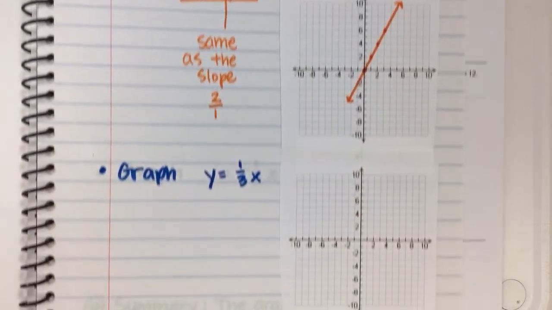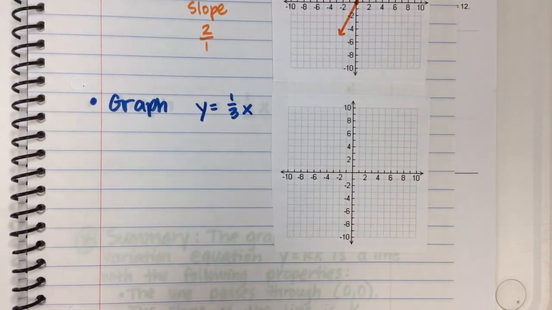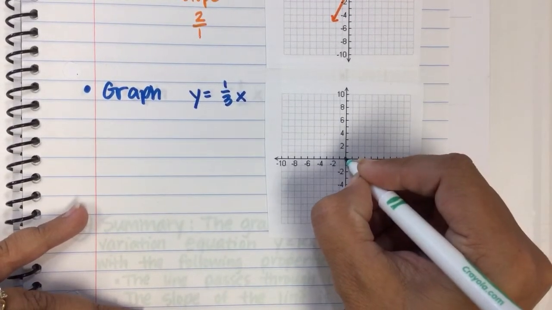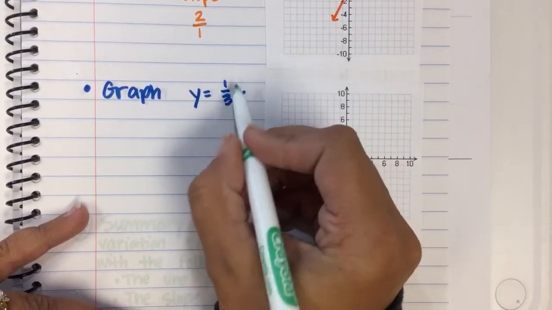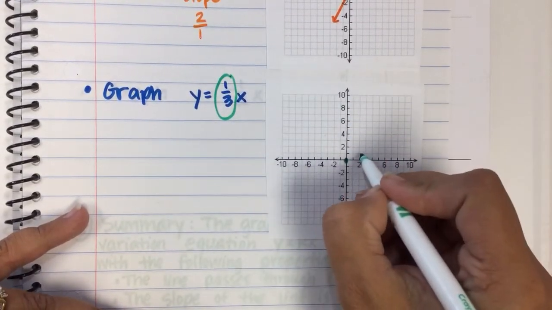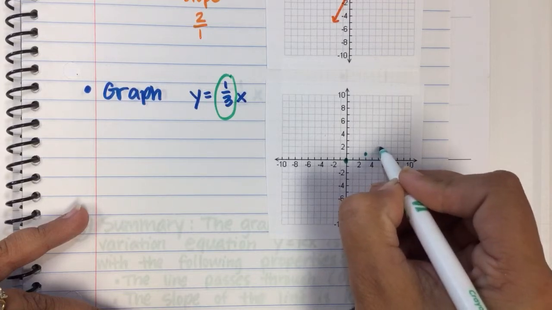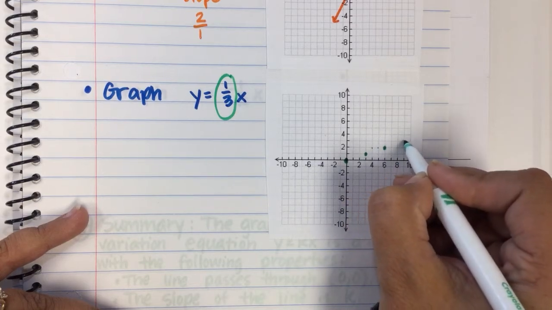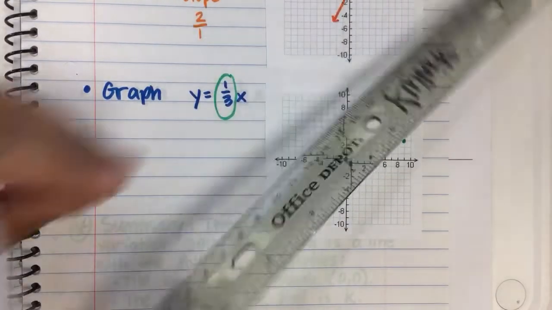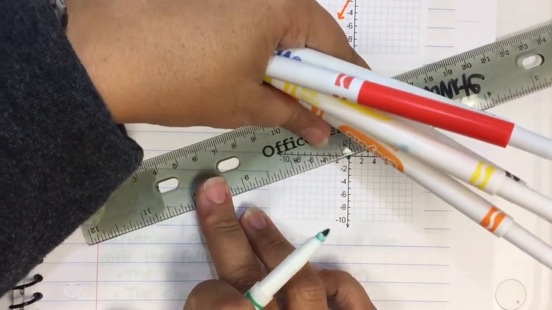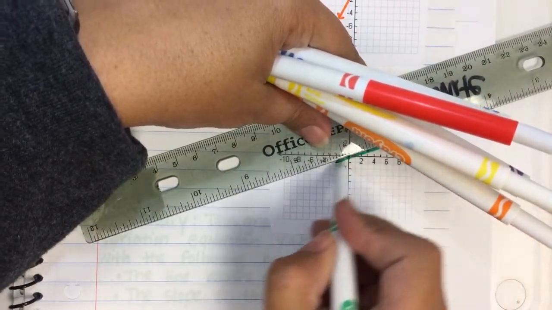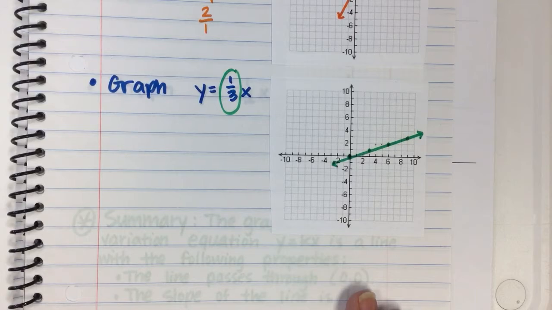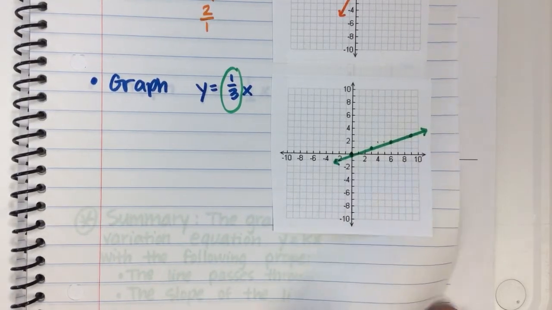Graph y is equal to 1/3 x. I know this is a direct variation, and my constant of variation is 1/3. Direct variation tells me I start at 0. This is the same as my slope, so I'm going to go up 1 over 3, up 1 over 1, 2, 3, up 1 over 1, 2, 3. Okay, so use the slope to graph it just like you would anything else. Okay? Always graph 0, 0 first.